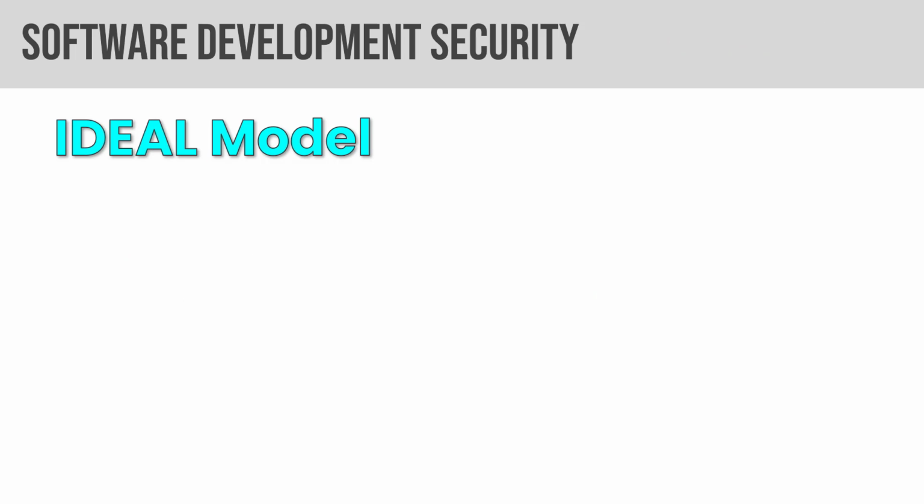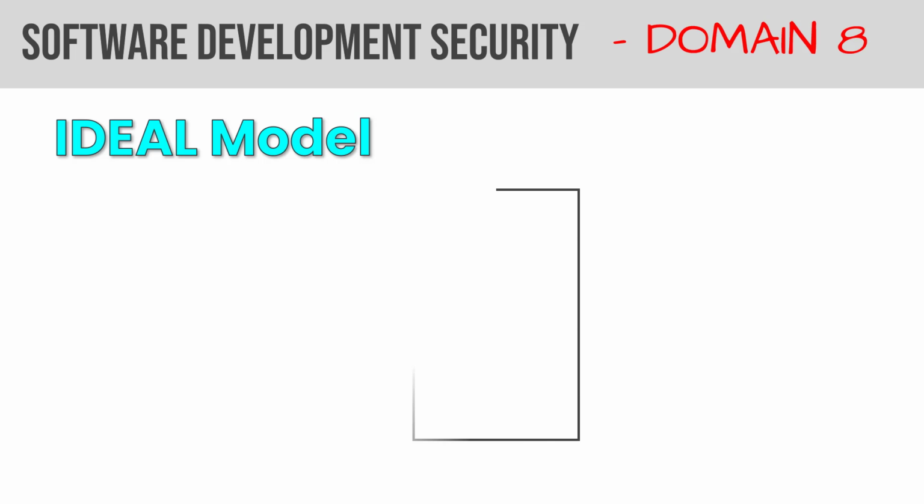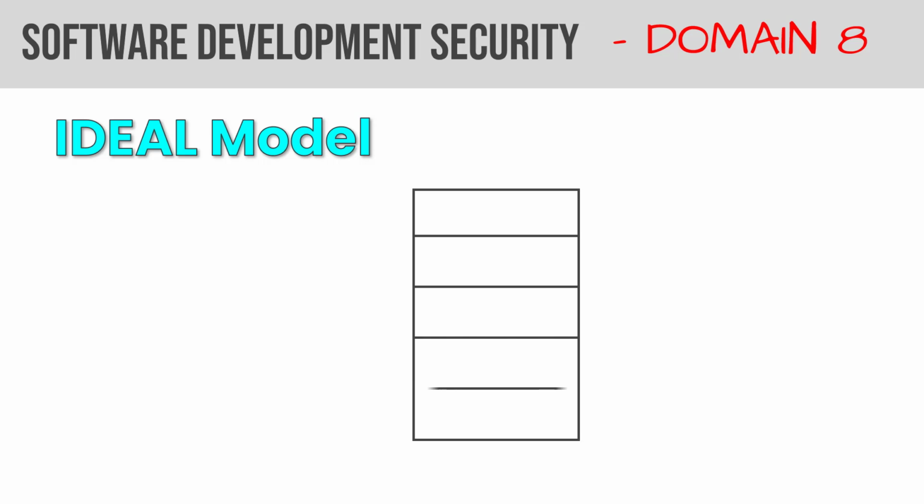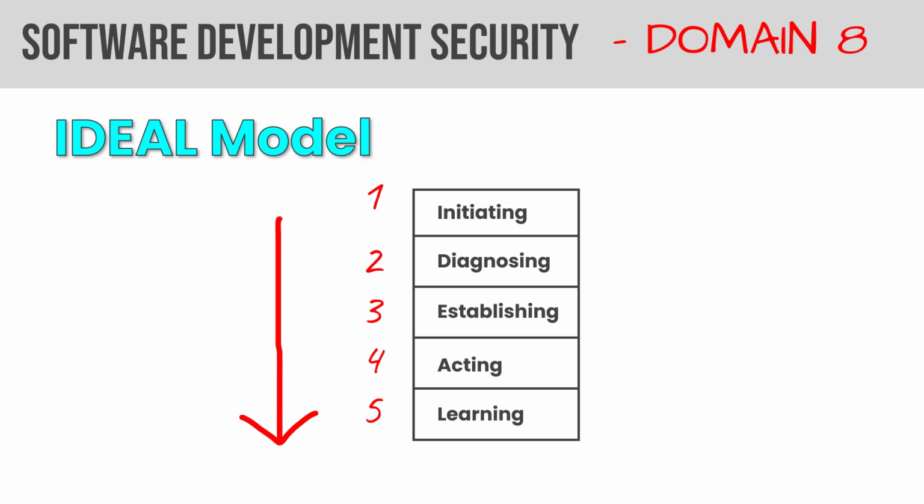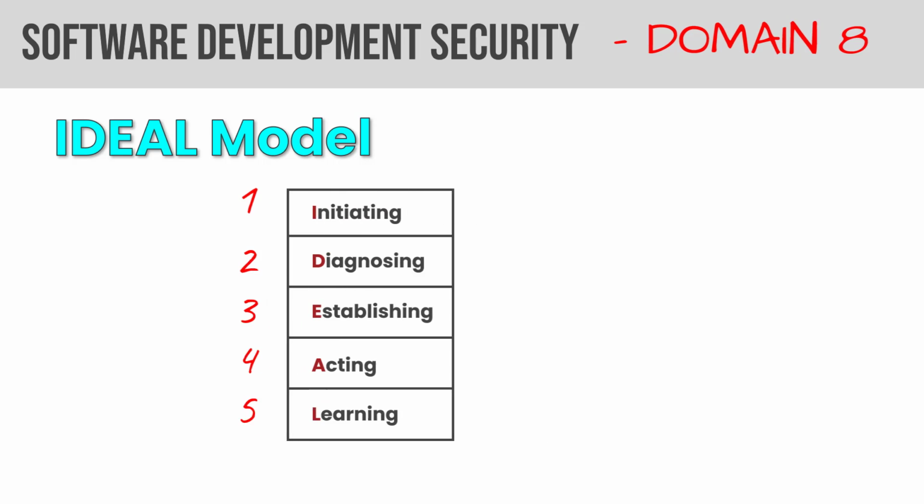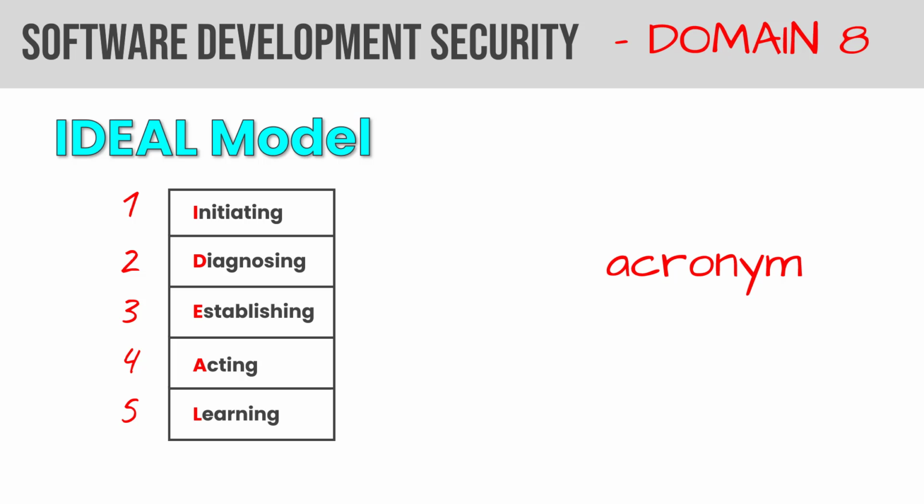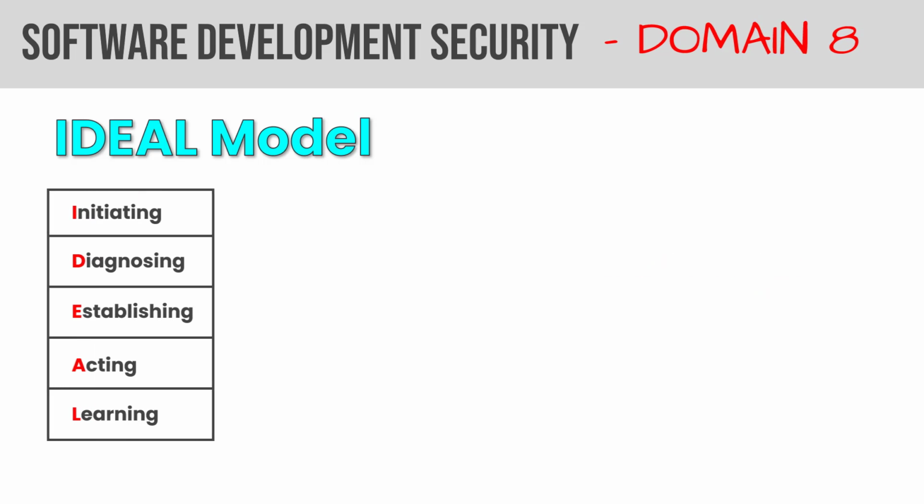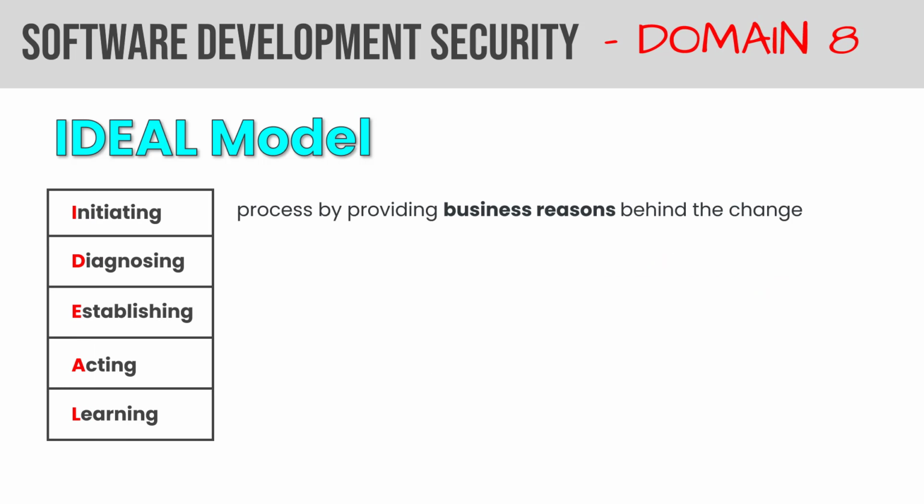So now let's talk about the IDEAL model in software development. The IDEAL model is in domain 8. It's a 5-step model that includes initiating, diagnosing, establishing, acting, and learning. So IDEAL is my acronym there. And I'll say I do every analysis live. And again, this is one that's called out in the exam essentials that you should know for the exam.